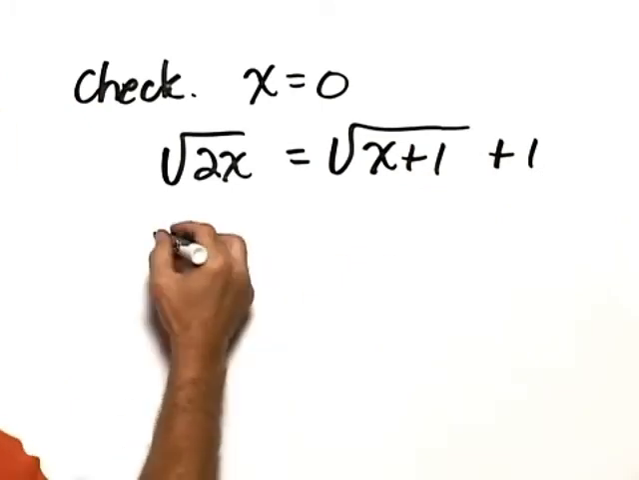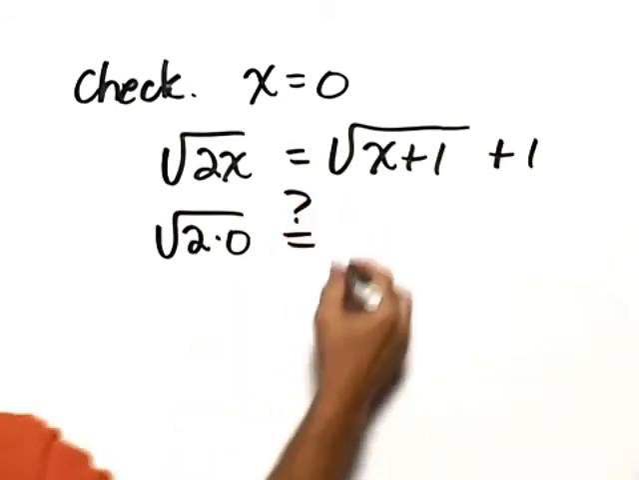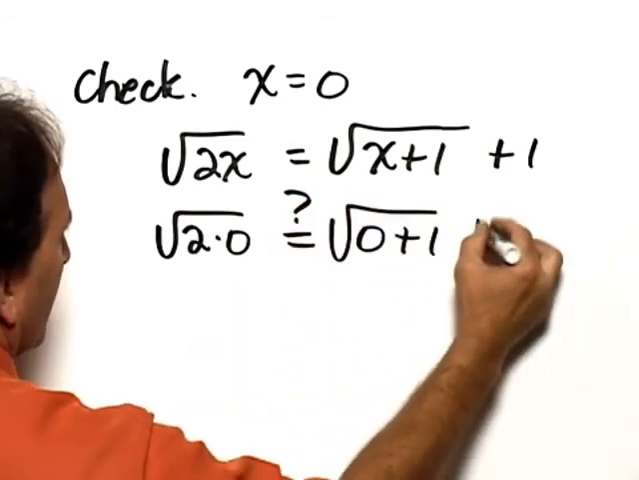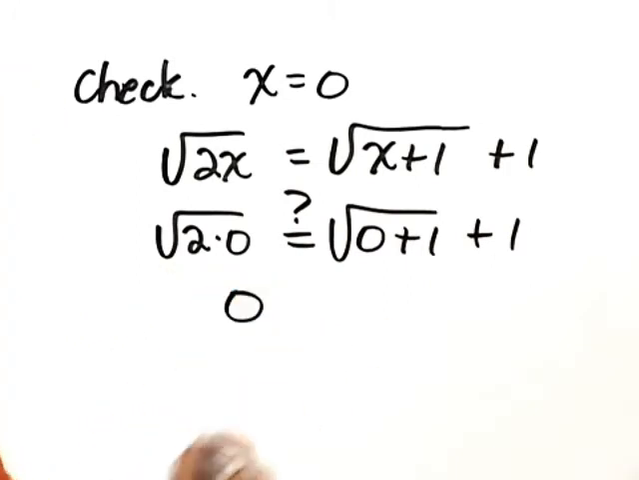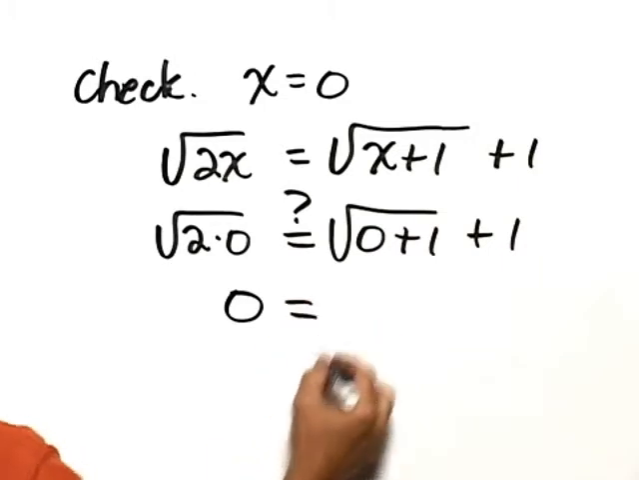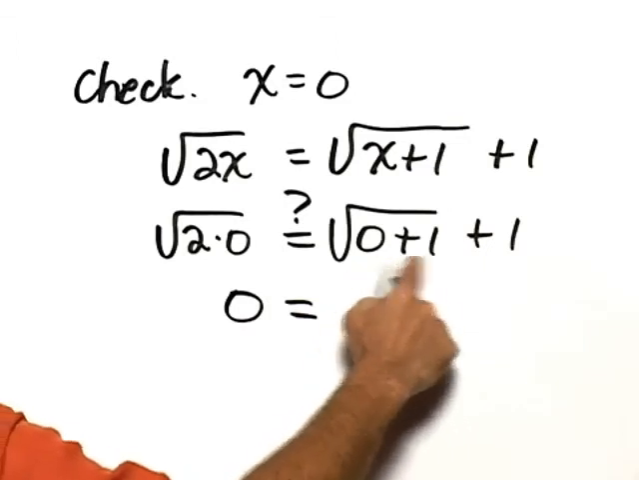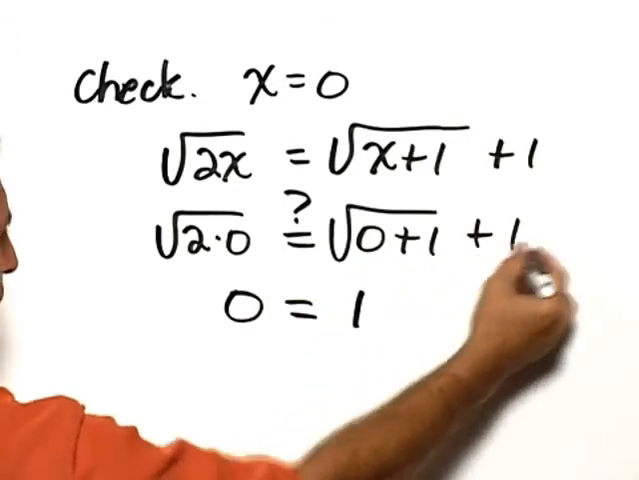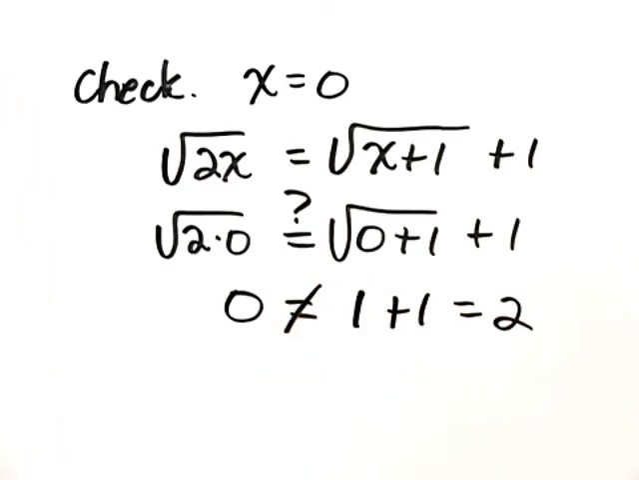Substituting in 0, we have the square root of 2 times 0 equals question mark, the square root of 0 plus 1 plus 1. 2 times 0 is 0. The square root of 0 is 0. And we want to know, does that equal, on the right-hand side, 0 plus 1 is 1. The square root of 1 is 1. Plus 1 is actually equal to 2. So 0 does not equal 2. Therefore, it's, of course, false. And that tells us that x equals 0 does not check.